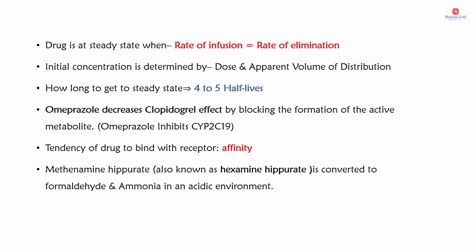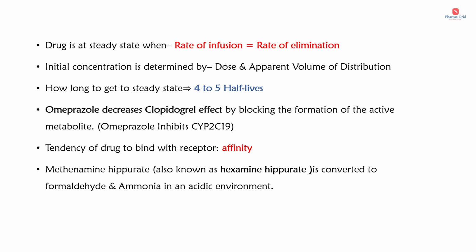Omeprazole is a proton pump inhibitor whereas clopidogrel is an antiplatelet agent. Clopidogrel is also a prodrug that requires activation by hepatic cytochrome enzyme, that is CYP2C19, whereas omeprazole is a strong inhibitor of CYP2C19. So when these drugs are combined together, what will happen? Omeprazole decreases the clopidogrel effect by blocking the formation of active metabolite because omeprazole is a strong inhibitor of CYP2C19. Next point is tendency of drug to bind with receptor is known as affinity.